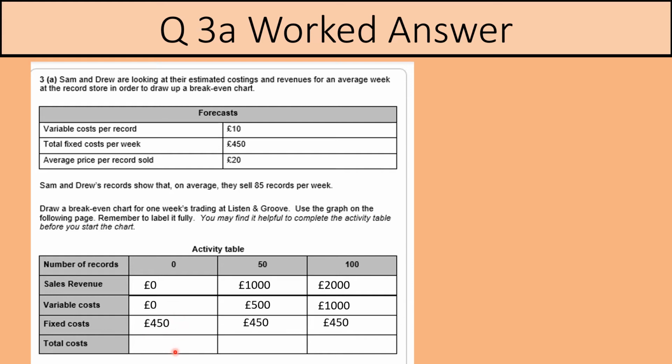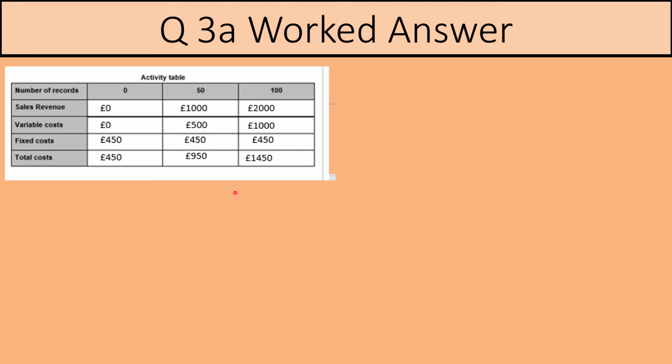We then can work out our total costs just by adding them together. So 0 plus 450 equals 450, 500 plus 450 equals 950, 1,000 plus 450 equals 1,450. Job done. No marks yet, sadly, but we're ready to fill in the chart. Got our information on our table here. What we're going to do is pop it on a graph.